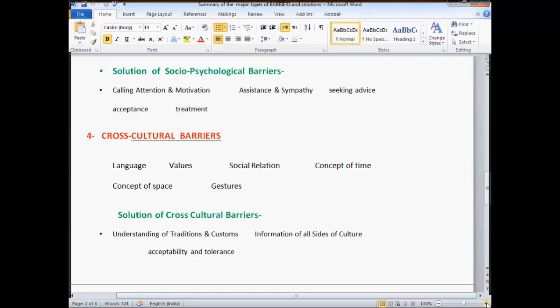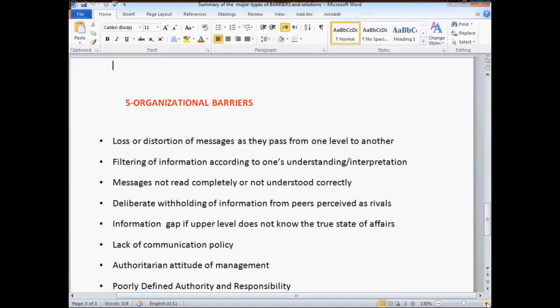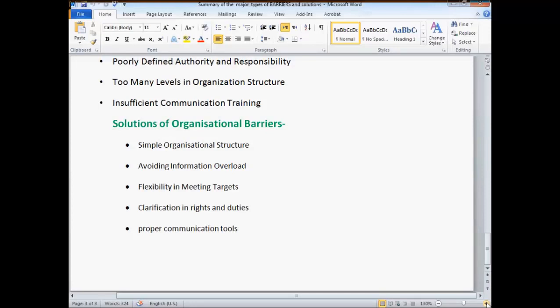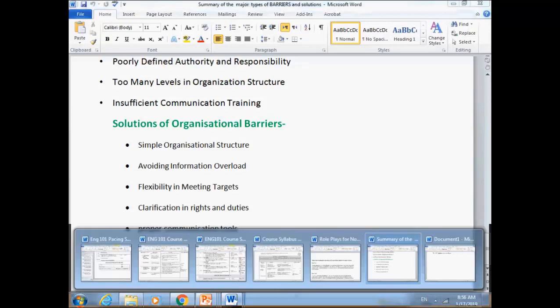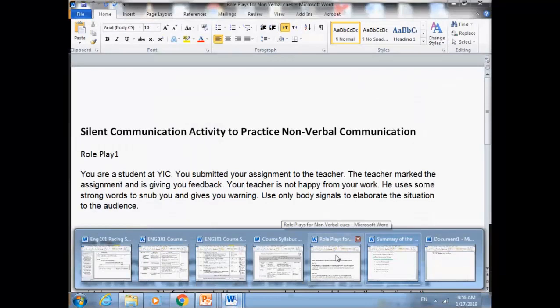So solutions for cross-cultural barriers: understanding traditions and customs of other cultures, information of all sides of culture, and acceptability. You have to accept the way people behave, as long as it doesn't contradict or conflict with your faith. Organizational barriers, loss of distortion. You have examples here, and you have solutions. And I think pretty much that's the umbrella. So the summary is also online.